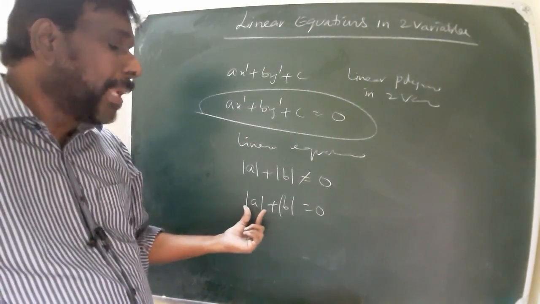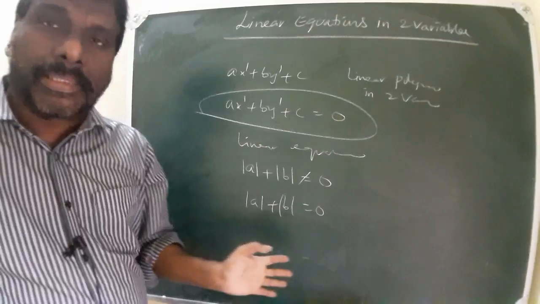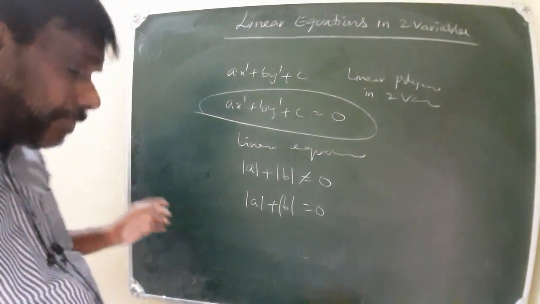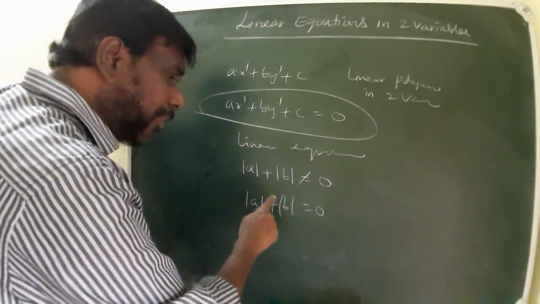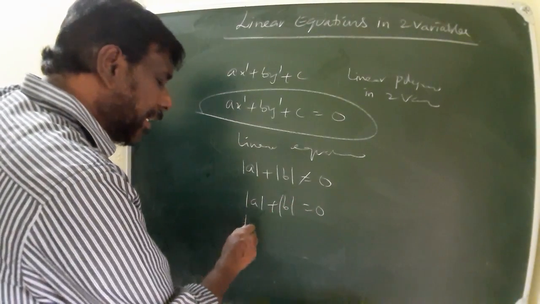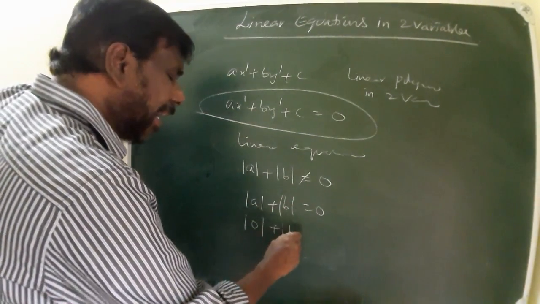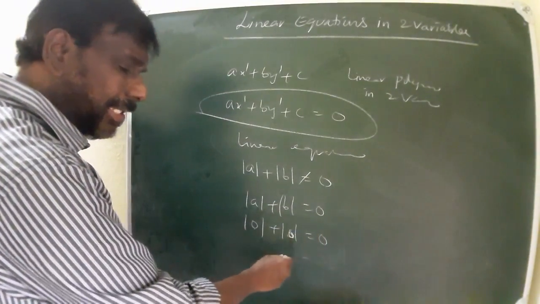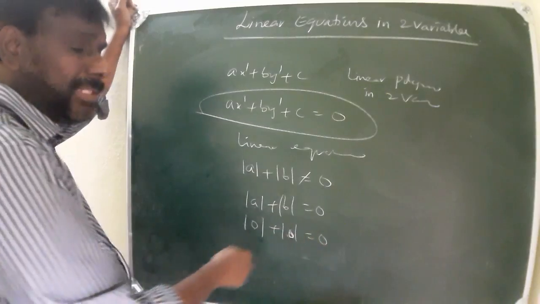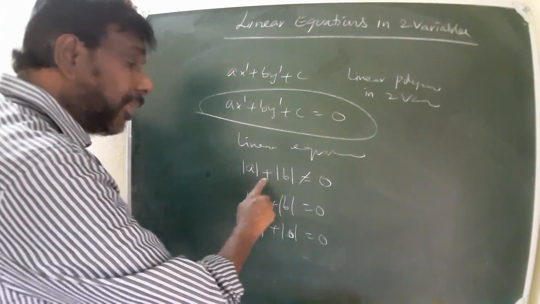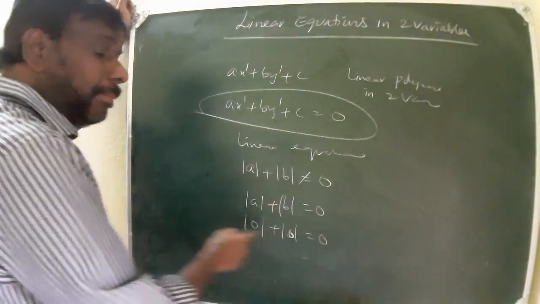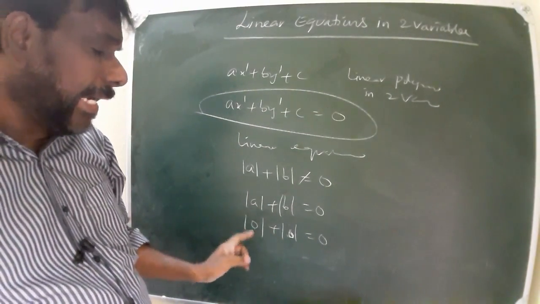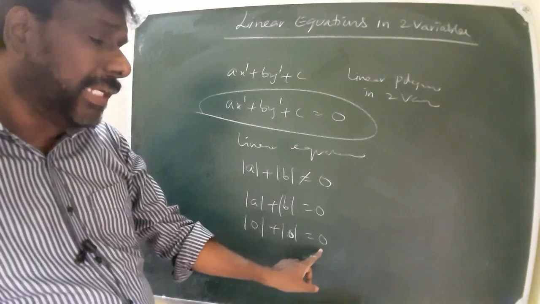Here also positive. Positive plus positive cannot be 0, isn't it? If you add two positives, you won't get 0. So when will it be 0? Only one case: if a is 0 and b is 0, then modulus a is 0 and modulus b is 0. Only in this case does it become 0. So that means a and b should not both be 0 at a time. Only if a and b are both zeros at a time is the sum equal to 0.